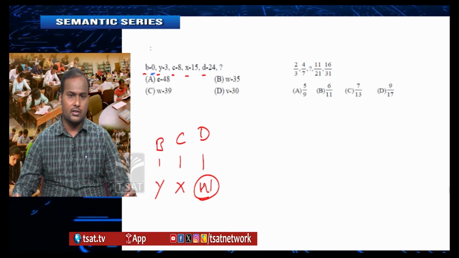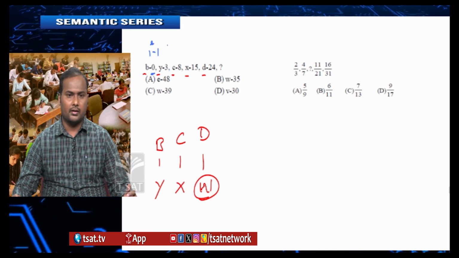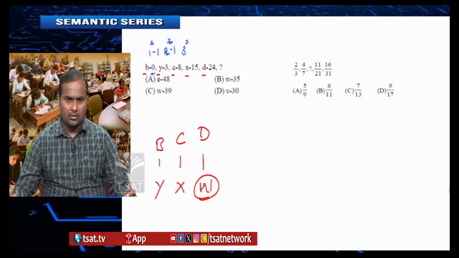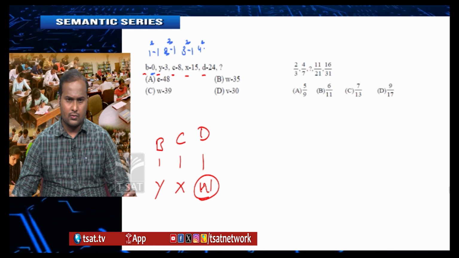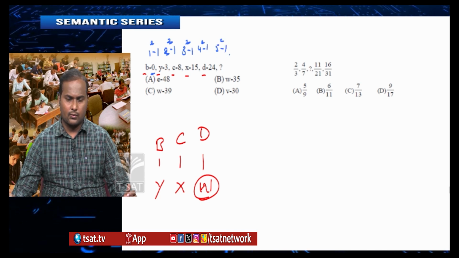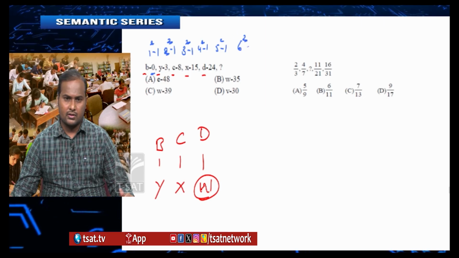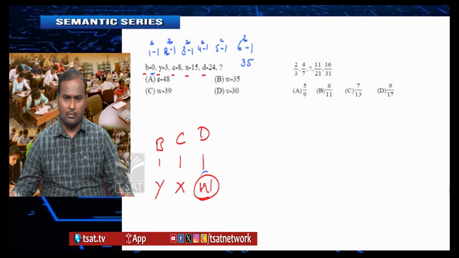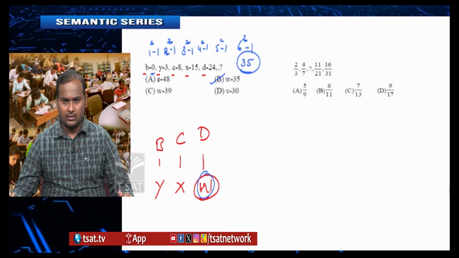So how can I write 0? I can write 1 square minus 1. How can I write 3? 2 square minus 1. 8, 3 square minus 1. 15, 4 square minus 1. 24, 5 square minus 1. So obviously it's asking the next one. The next answer will be 6 square minus 1, that is 35. So we already got W and here it is 35. So your answer is W 35.